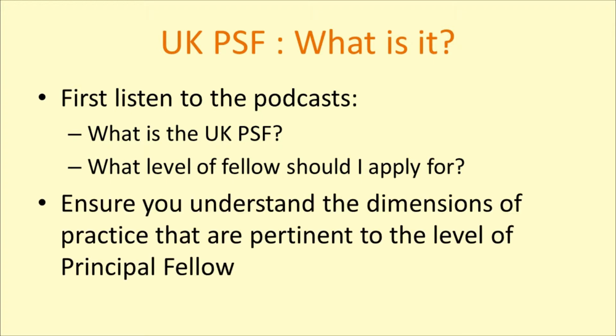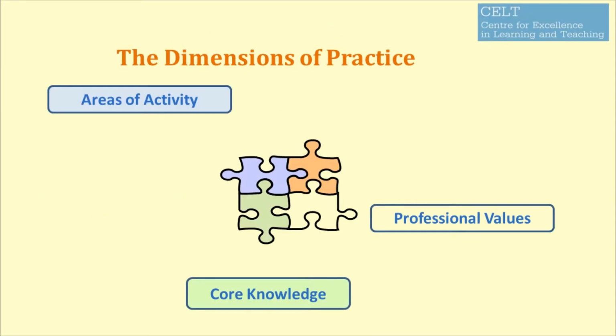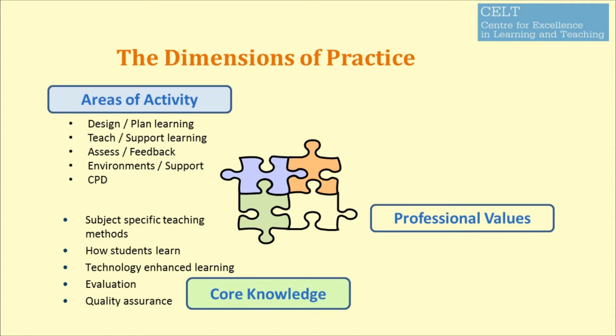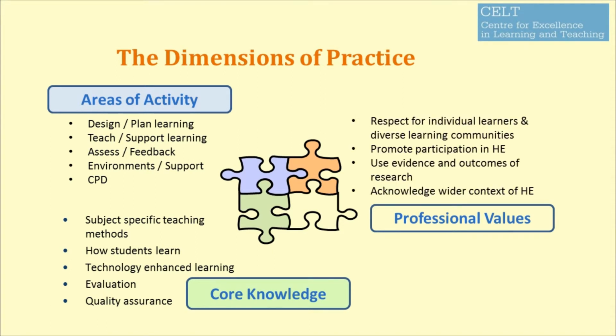It's vital that you ensure that you understand the dimensions of practice within the UK PSF and particularly the ones that are pertinent to the level of Principal Fellow before you even start the process. Let's remind ourselves of those dimensions of practice. And these are divided into 3 categories. We have areas of activity, core knowledge and professional values. Areas of activity are then divided into 5 subcategories of activity. Core knowledge again is divided into 5 categories and professional values divided into 4 categories.